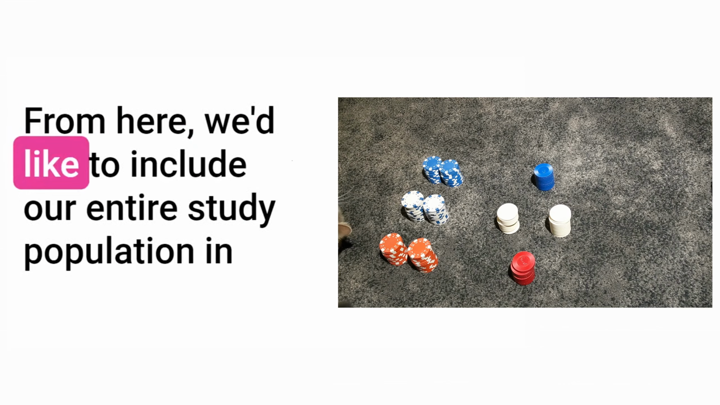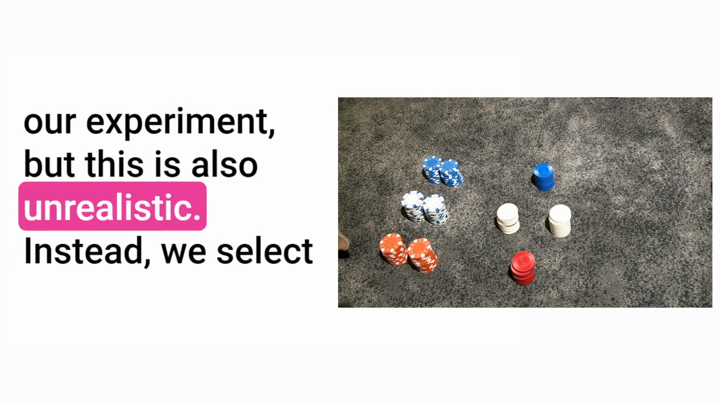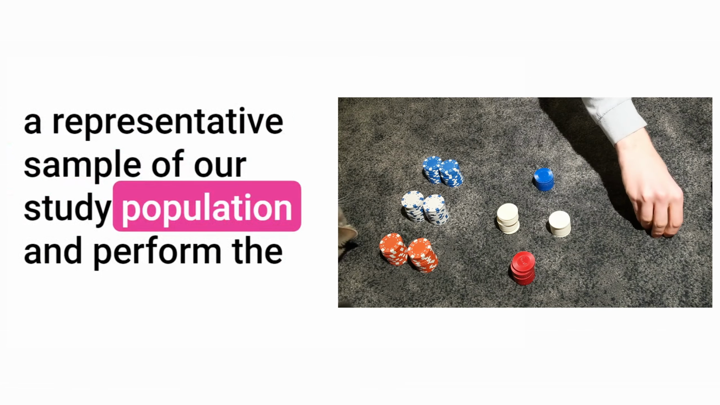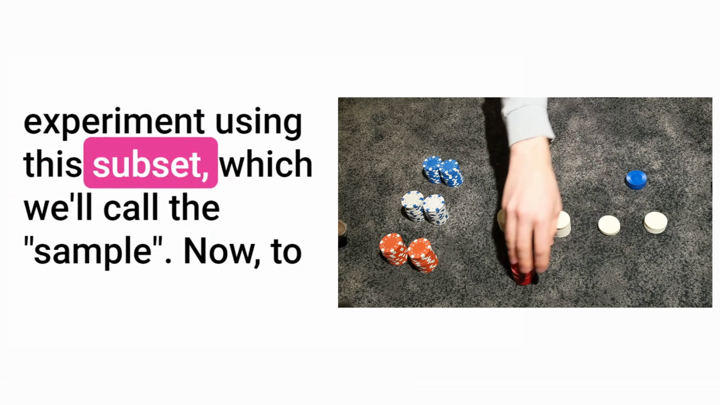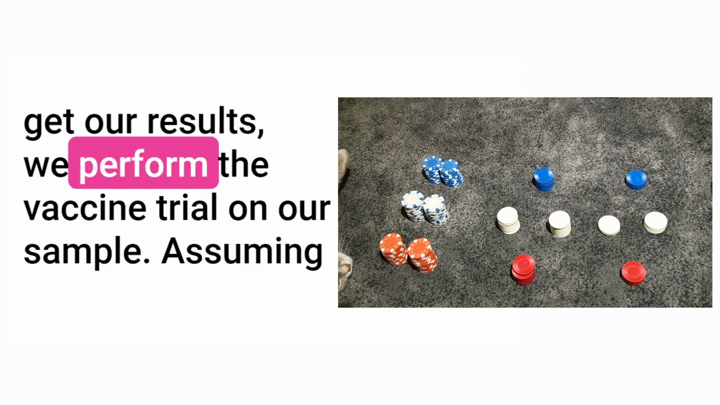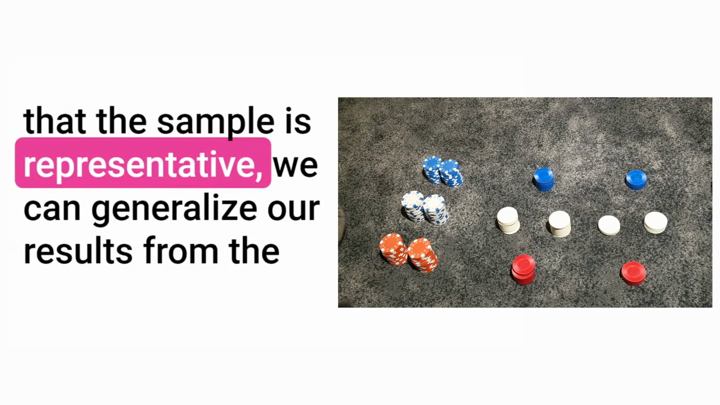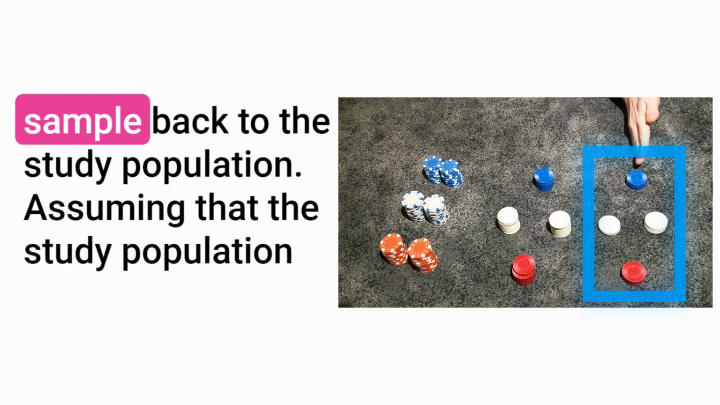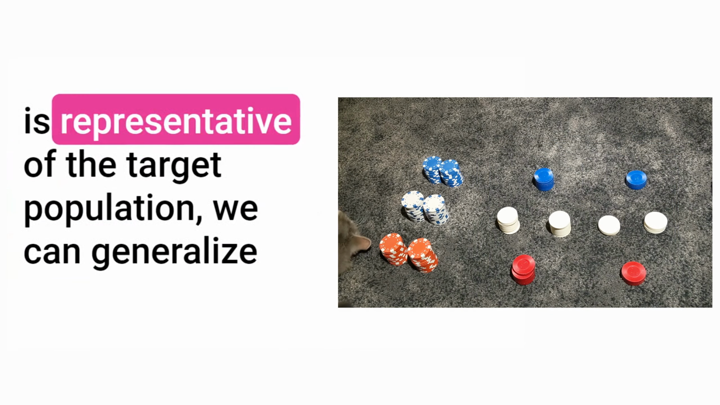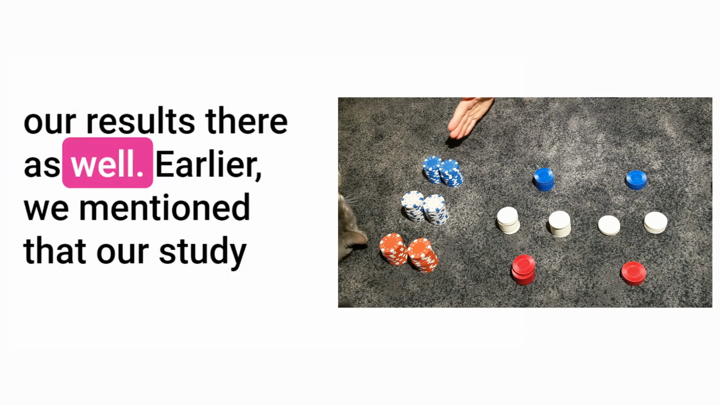From here, we'd like to include our entire study population in our experiment, but this is also unrealistic. Instead, we select a representative sample of our study population and perform the experiment using this subset, which we'll call the sample. Now, to get our results, we perform the vaccine trial on our sample. Assuming that the sample is representative, we can generalize our results from the sample back to the study population. Assuming that the study population is representative of the target population, we can generalize our results there as well.